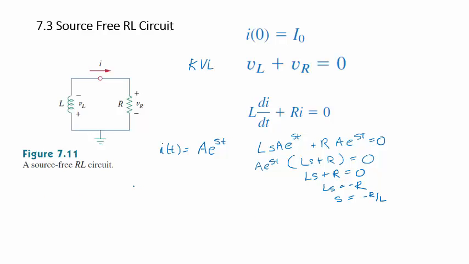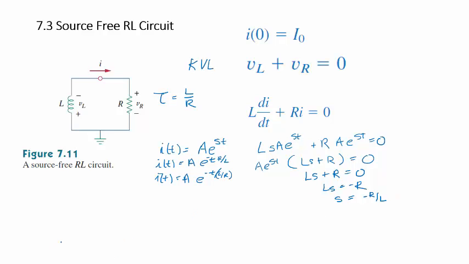So continuing on, we now have our I of t equals A, we still don't know A, e to the t times minus R over L. Or in other words, I of t equals A e to the minus t over our time constant, which is L over R, right, in the denominator right there. So this will be the definition of our time constant. The time constant will be L over R for an RL circuit.